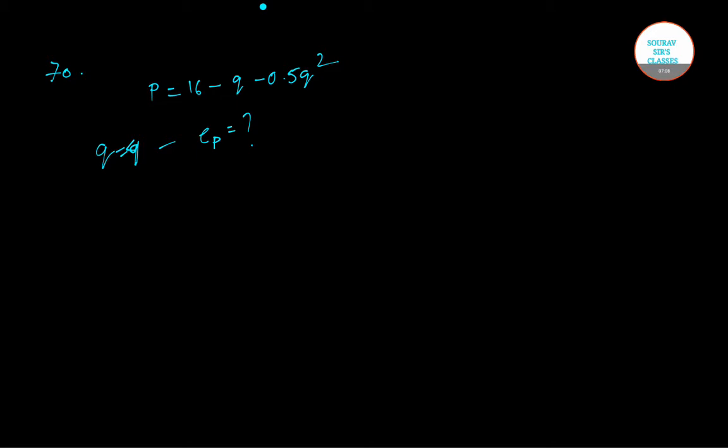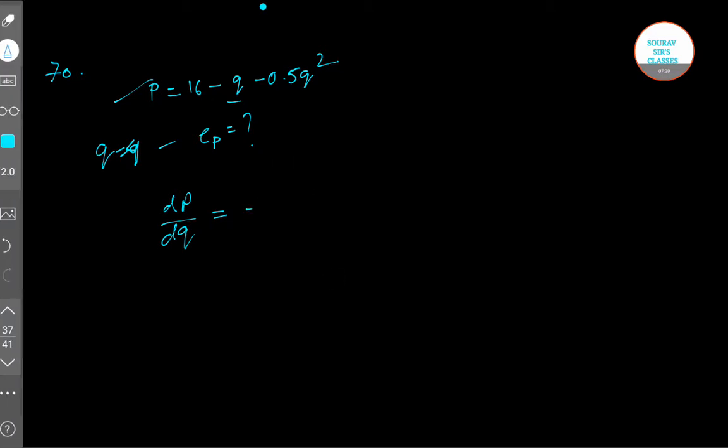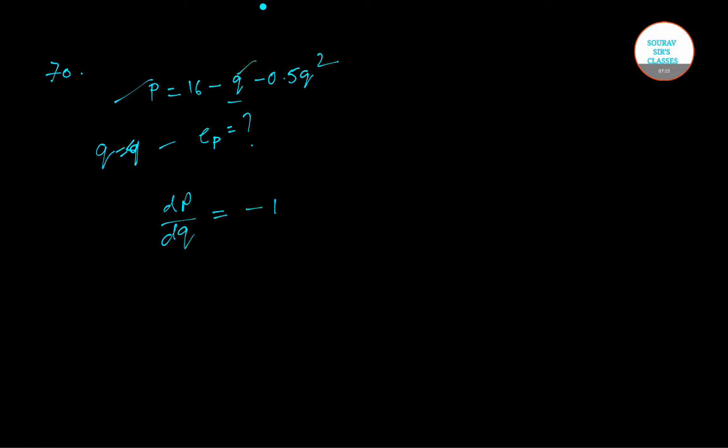So how do we solve it? For this, first we have to differentiate this equation with respect to q. So now if you differentiate this equation, it will become dp by dq, which will be equal to -1 from here, and from here 2 comes down and gets multiplied with 0.5, so it becomes 1q, which is q only. So changing p by changing q, we have found it to be -1 minus q, or equals -1 plus q.